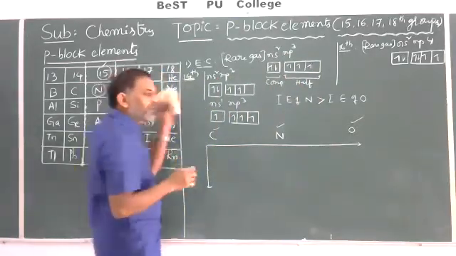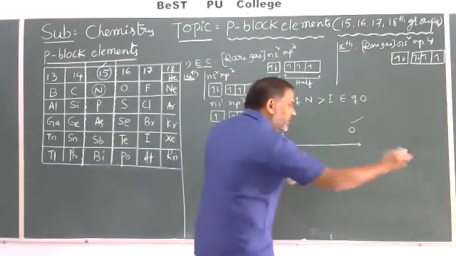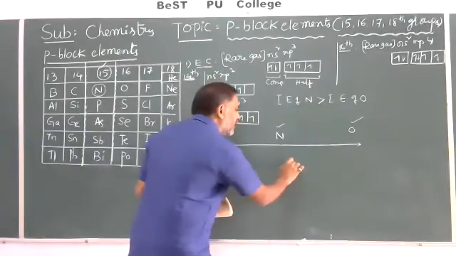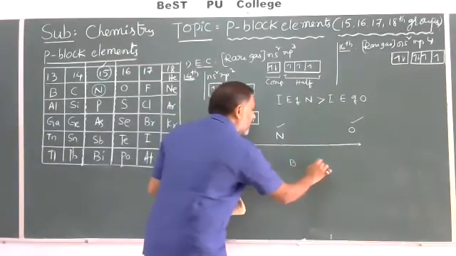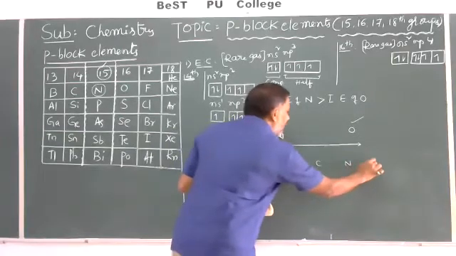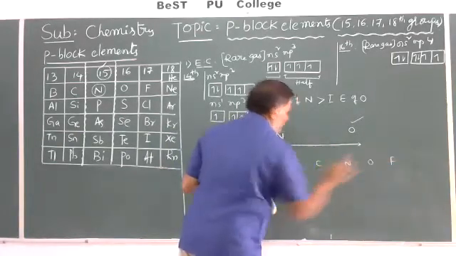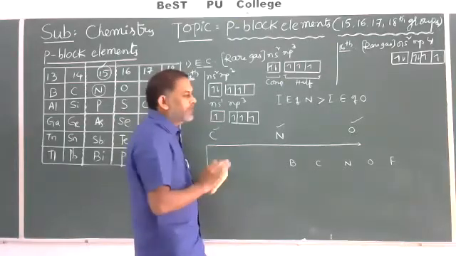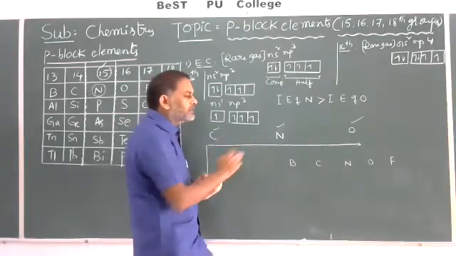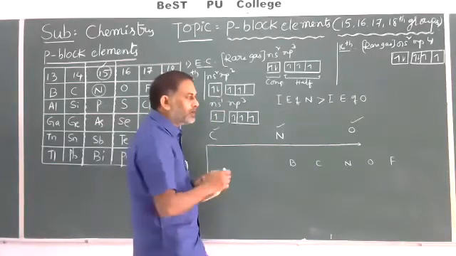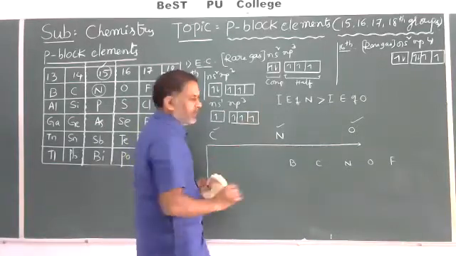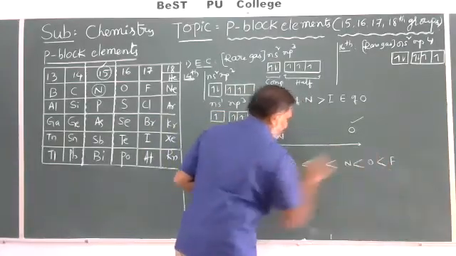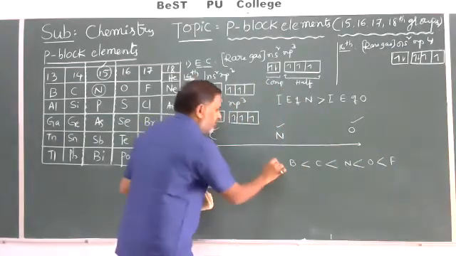So in examinations, they'll give an increasing or decreasing order of ionization energy. Generally, boron, carbon, nitrogen, oxygen, fluorine: increasing or decreasing order of these. Generally, the ionization energy increases across boron, carbon, nitrogen, oxygen. Generally they'll show the order like this. But this is wrong.